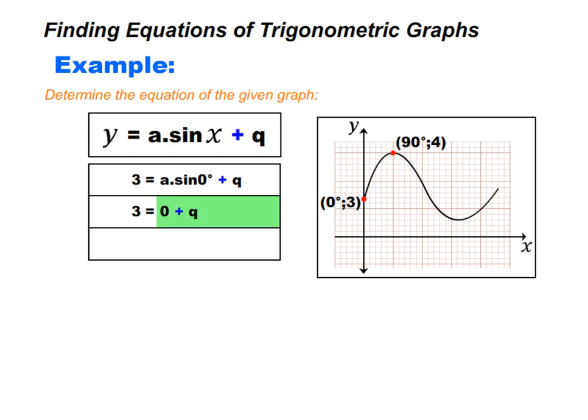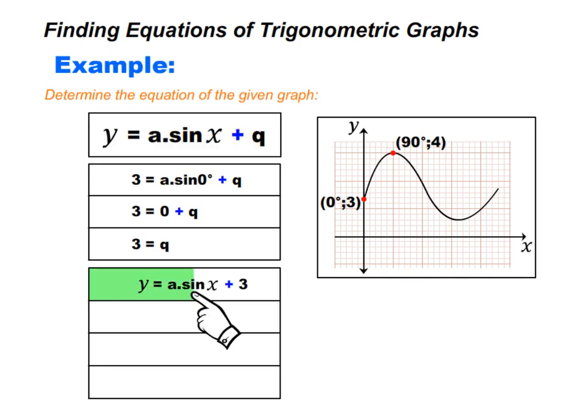Look at the right hand side. 0 plus q is equal to q. So we can say 3 is equal to q. Let us put 3 in the place of q in the equation. Y is equal to a multiplied by sine x plus q will now become y is equal to a multiplied by sine x plus 3.